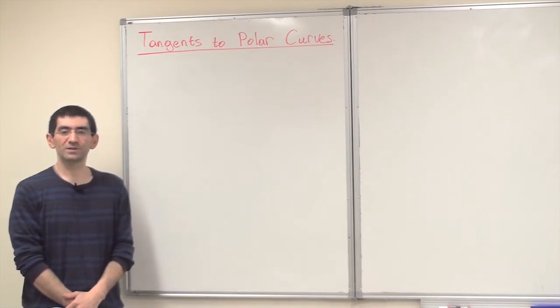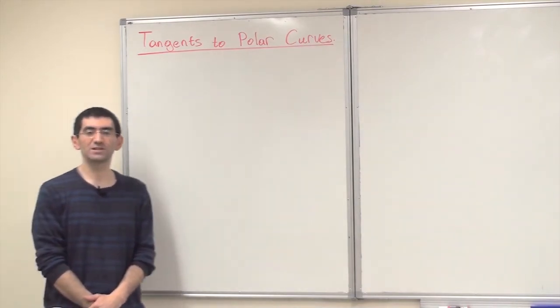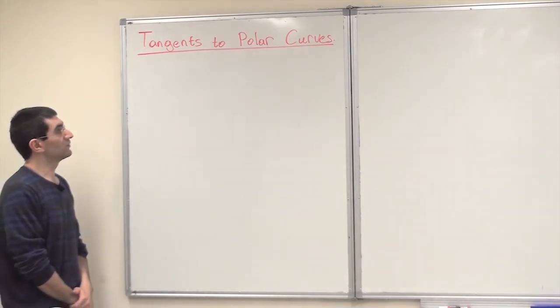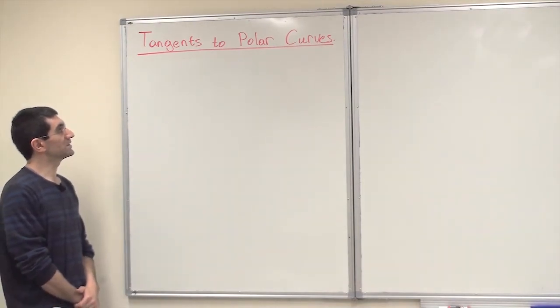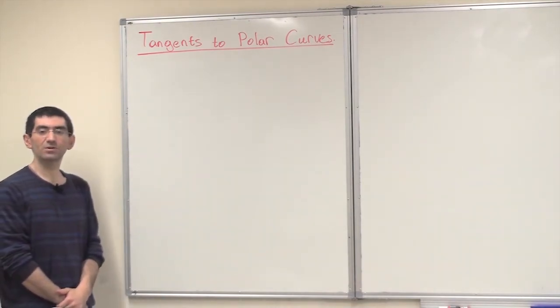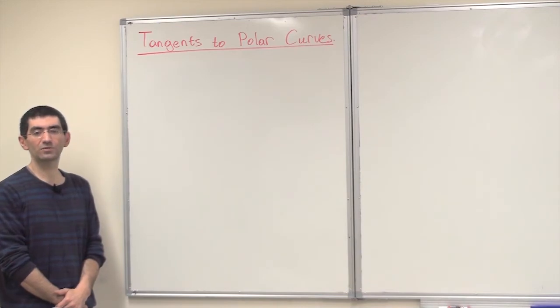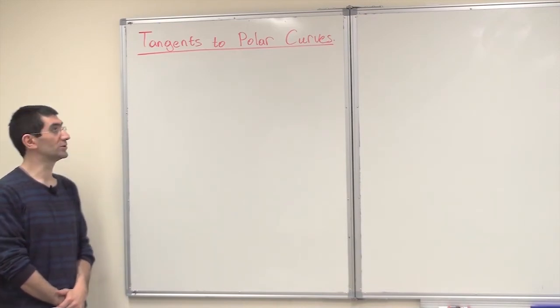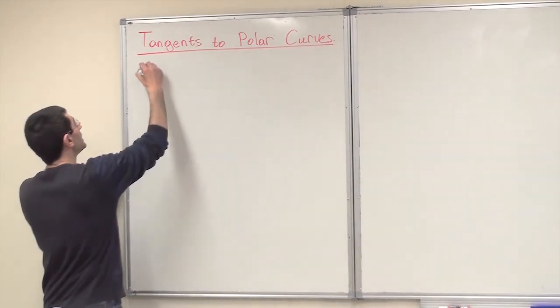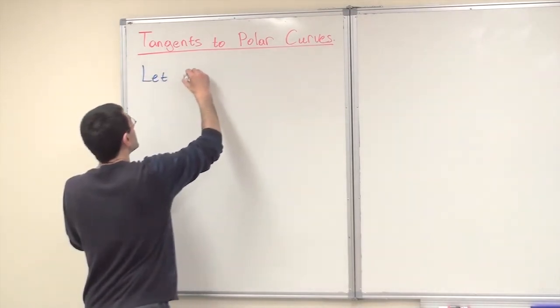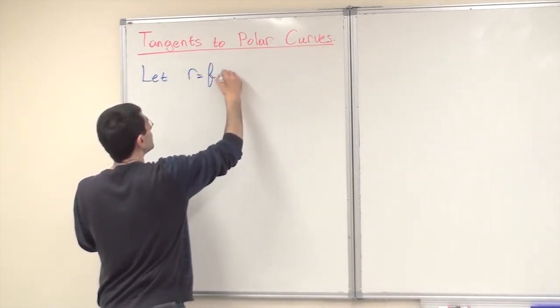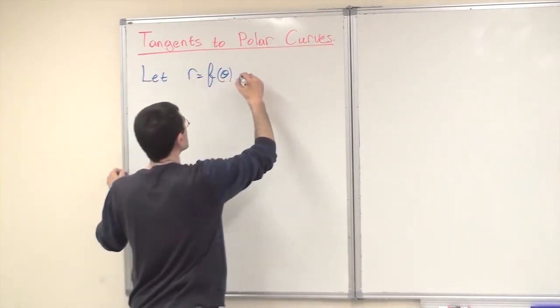Hello. In this video, we are going to talk about tangents to polar curves. Now, to be able to talk about this, we first need to explain how to find the slope of a tangent line to a polar curve. So, let's have a polar curve of the form r equals f of theta.